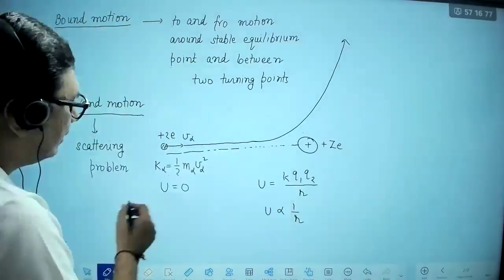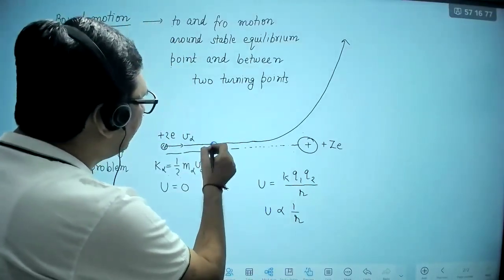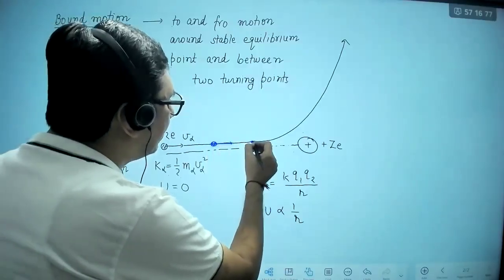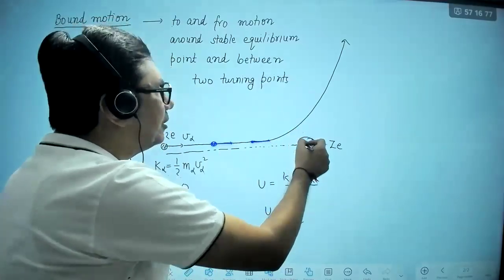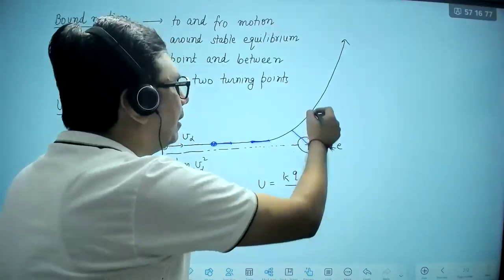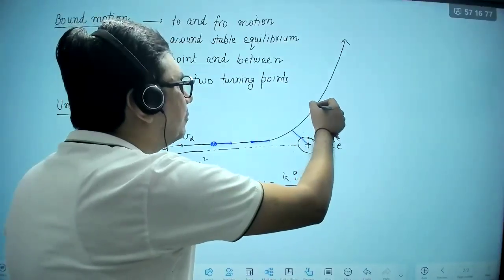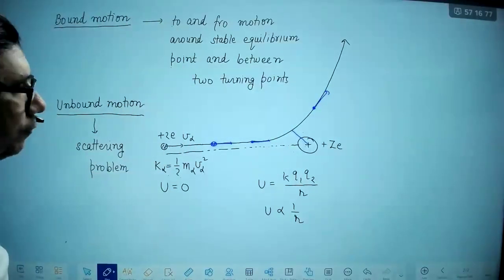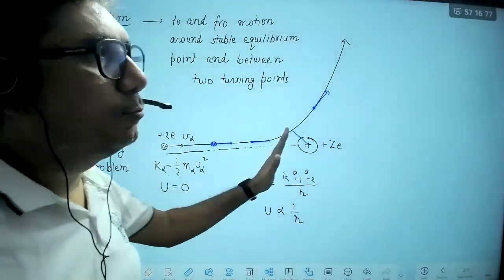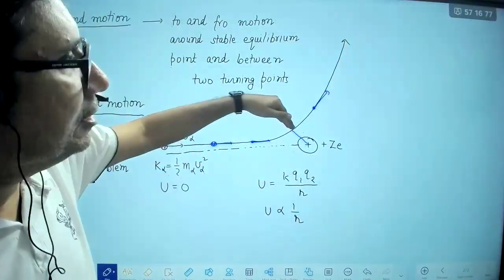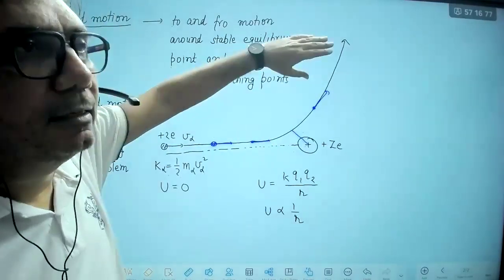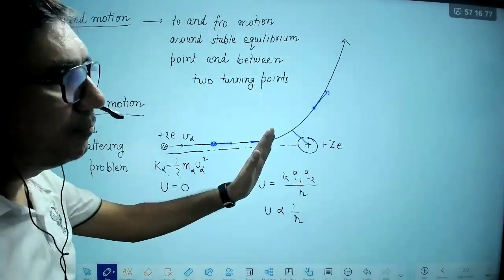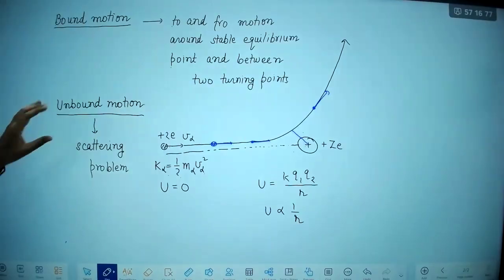Try to understand one more thing here. If you look at this alpha particle, its motion is towards the nuclei. But after this point, its motion is away from the nuclei. So the direction of motion is changing. First it was moving toward the nuclei and then it is moving away from the nuclei. So after this point, it is scattered. Its direction of motion is changed. This type of problem comes under the purview of unbound motion.